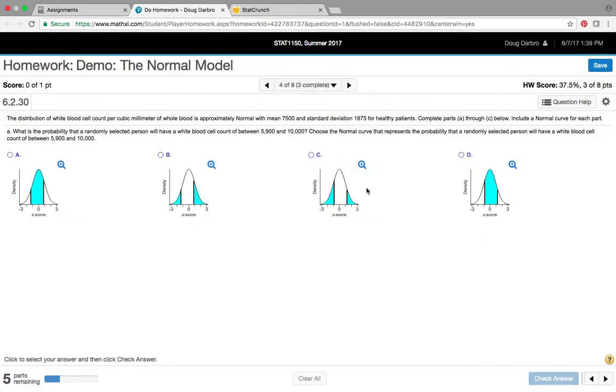All right, moving right along. Question number 4. The distribution of white blood cell has a mean of 7,500. Guys, I'm going to write this down over here on a sheet of paper. And a standard deviation of 1875.